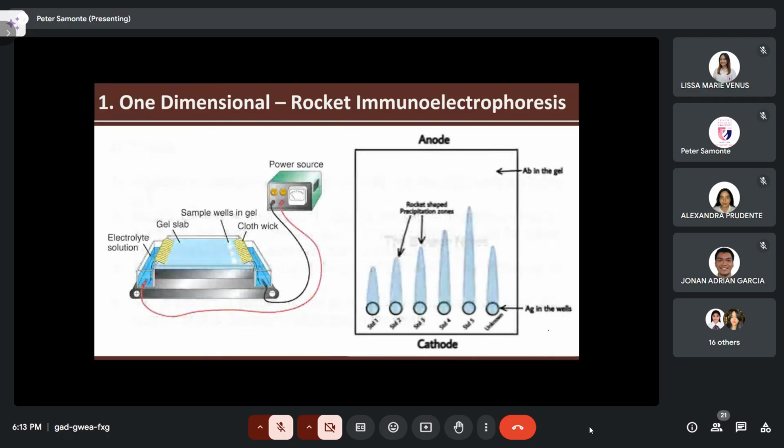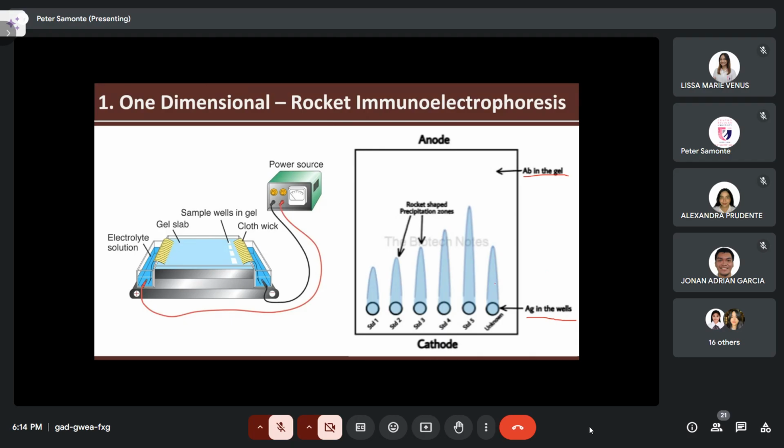So ito siya, class. So this is your rocket immunoelectrophoresis. So for every well, so ito yung electrophoresis nyo, you would add your gel slab. Sa gel slab, class, maglalagay kayo ng, or may mga wells dyan. In the wells, class, you would add your antigen. And then the gel would contain antibodies.